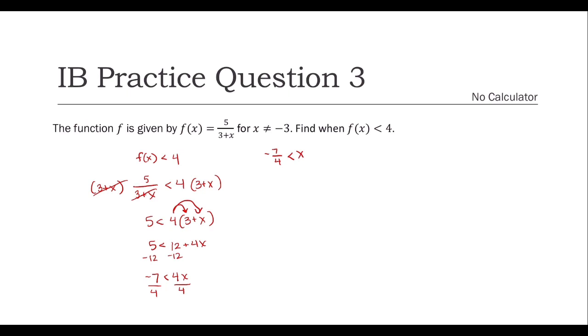We can also write that with x first. That would be x is greater than negative 7 over 4 because we're swapping it to this side. And if you read it from this direction, x is actually greater than negative 7/4. So this would be our solution to this problem. x is greater than negative 7/4.